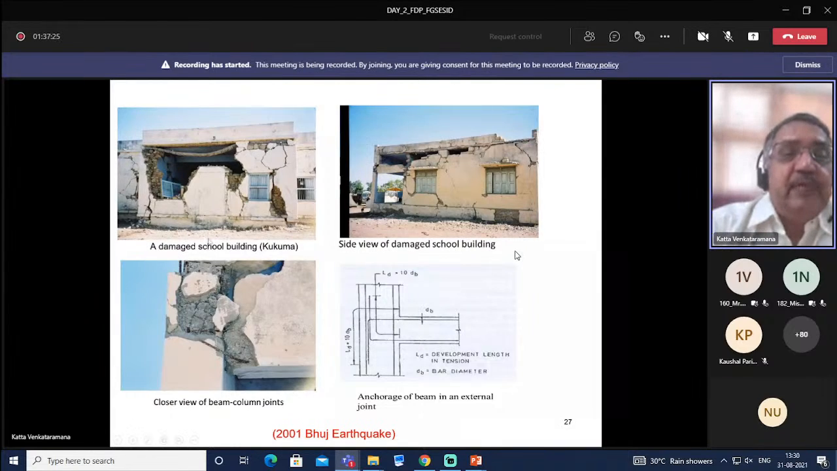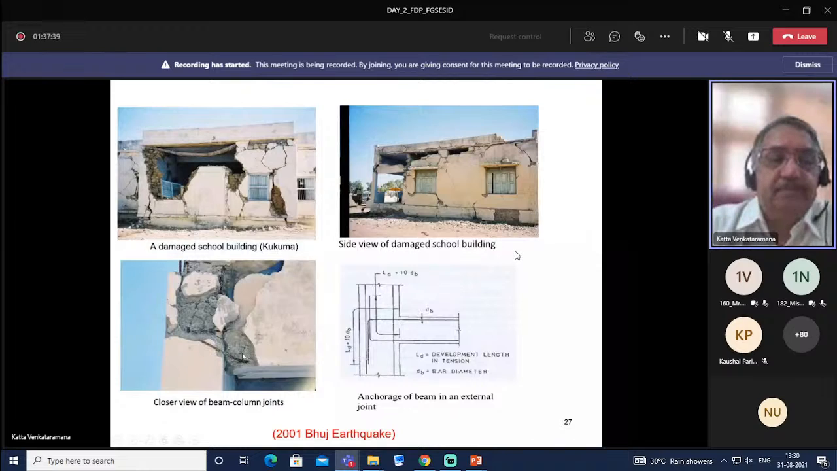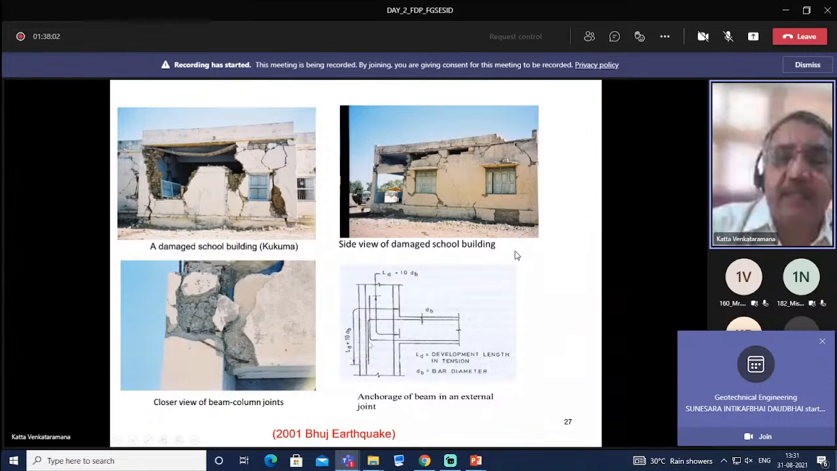Also from Bhuj earthquake, damaged school building in Pukuma village. Closer view of this beam column joint is shown here. The reinforcement has just come out. The code specifies in an external joint, we have to take the reinforcement development length plus 10 times the bar diameter, for the top reinforcement and bottom reinforcement, same thing. And if this is not done properly, we can expect these kinds of pulling out of the reinforcement.